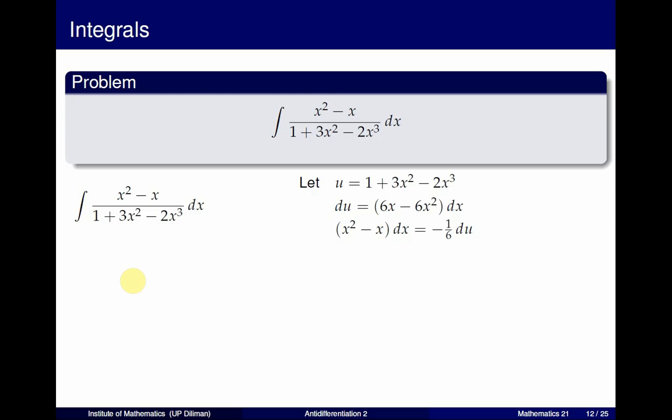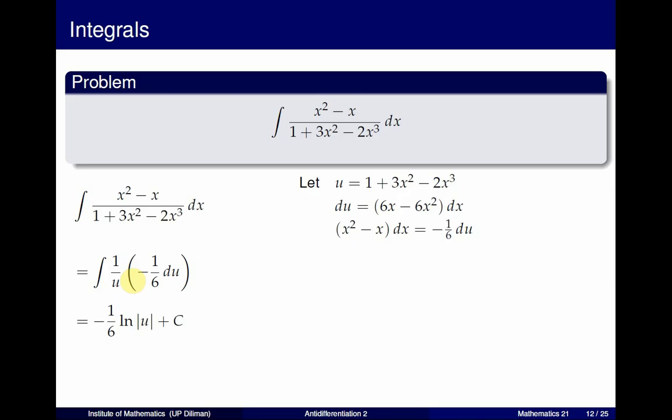Our integral now becomes, the denominator just becomes u. And the (x squared minus x) dx becomes negative 1/6 du. Now, we can evaluate this integral. We just have a constant, negative 1/6, times 1 over u as the integrand. And you can just copy the constant later on when you integrate. So, we will just integrate 1 over u, and then later on multiply the negative 1/6. The integral of 1 over u is ln of absolute value of u plus c by the formula a while ago. So, the integral of 1 over u times negative 1/6 du is negative 1/6 ln of absolute value of u plus c.